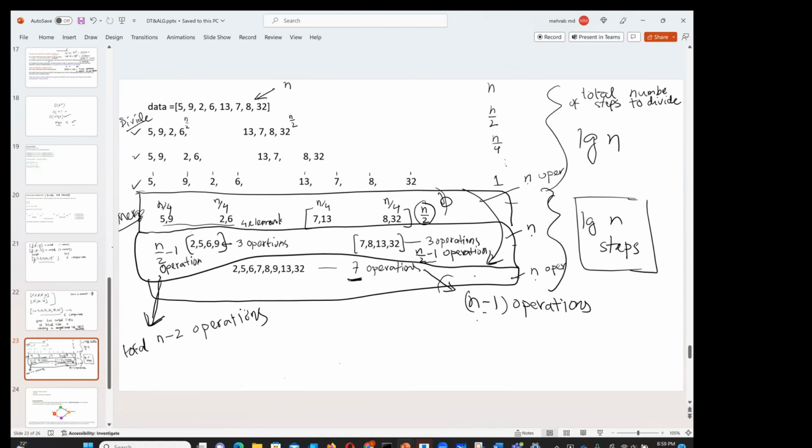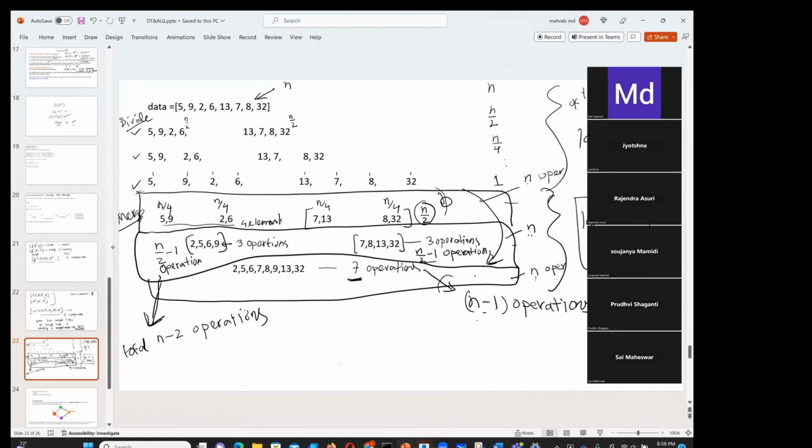So total number of operations: I have n operations here, n operations here, n operations here. So I'm telling someone, look, I have an algorithm which has log n steps, and in each of the steps it does n times work. So what is the total amount of work? n log n, right?